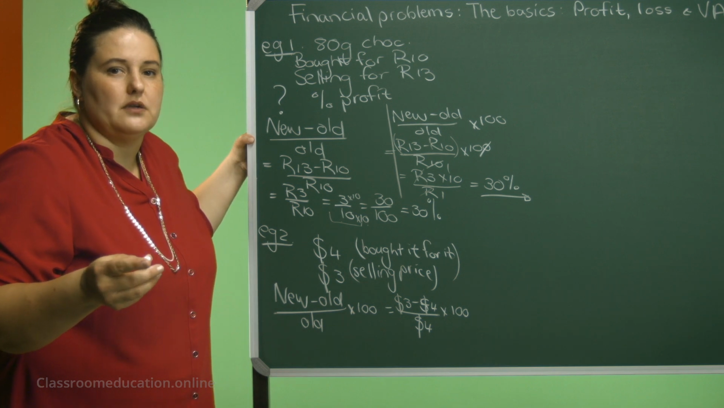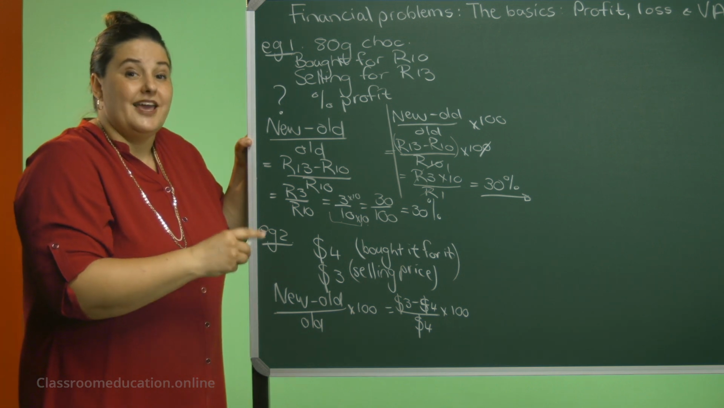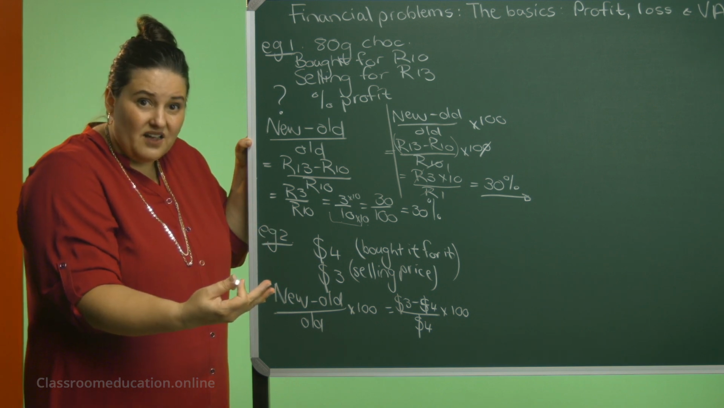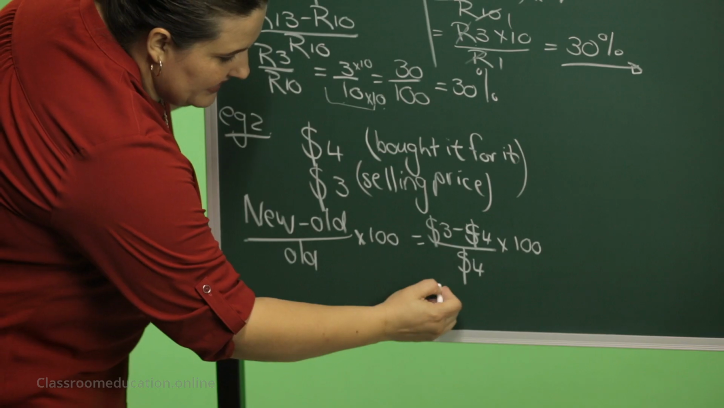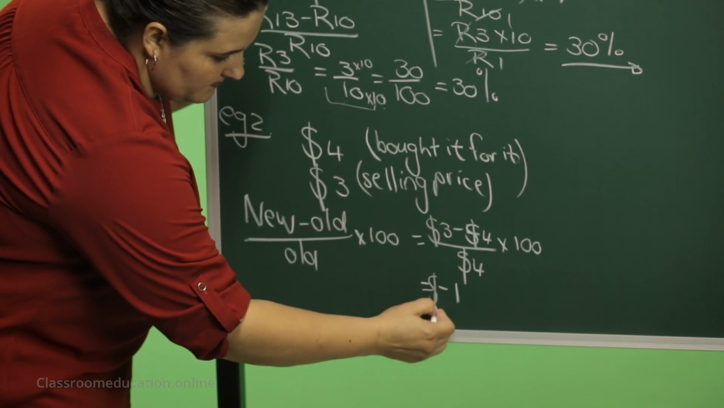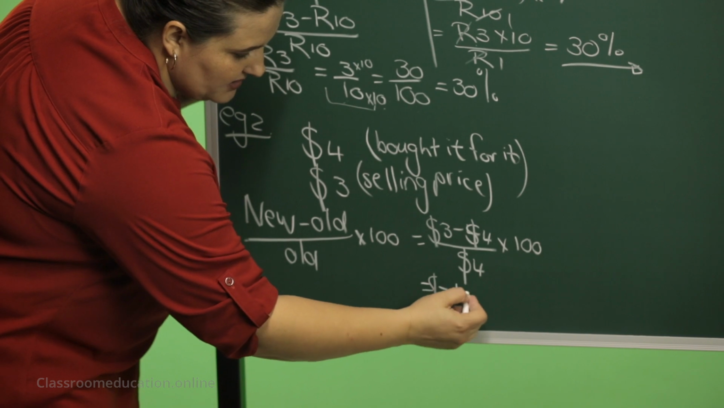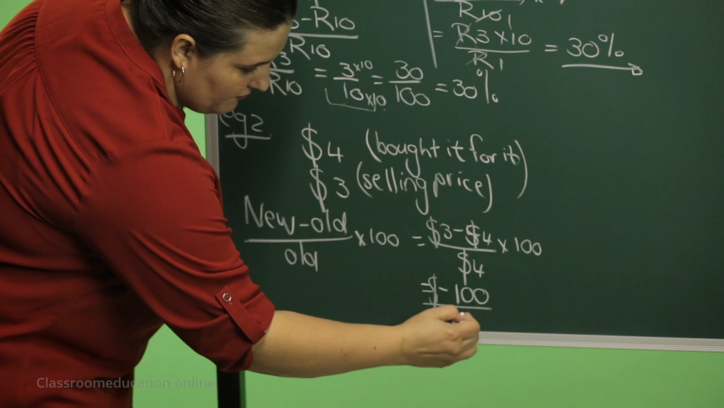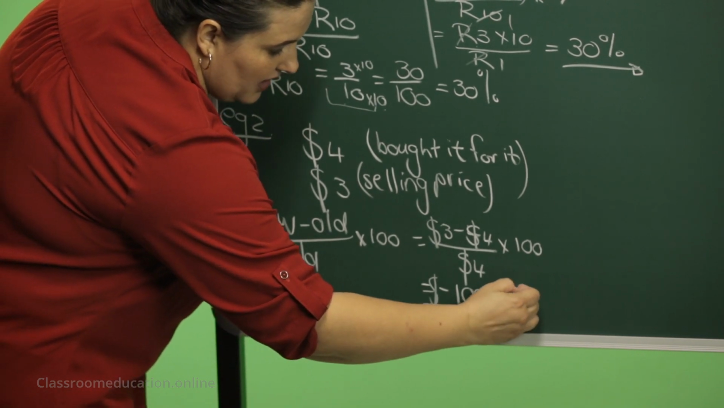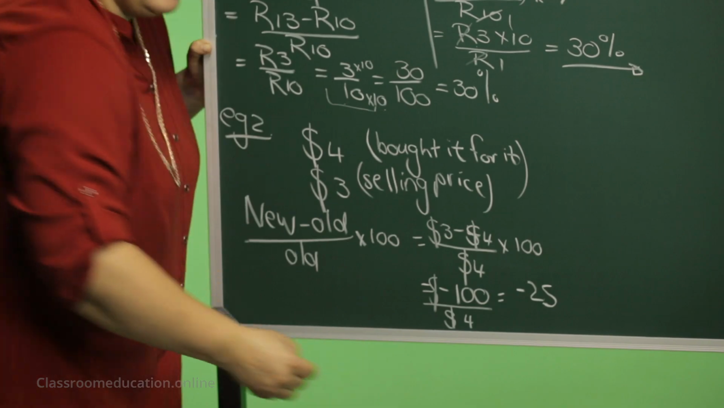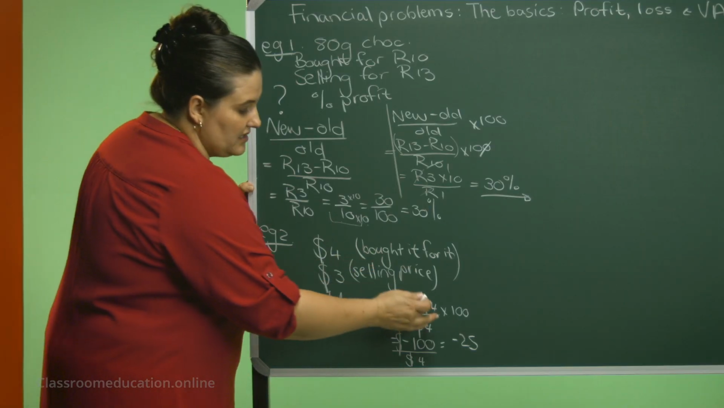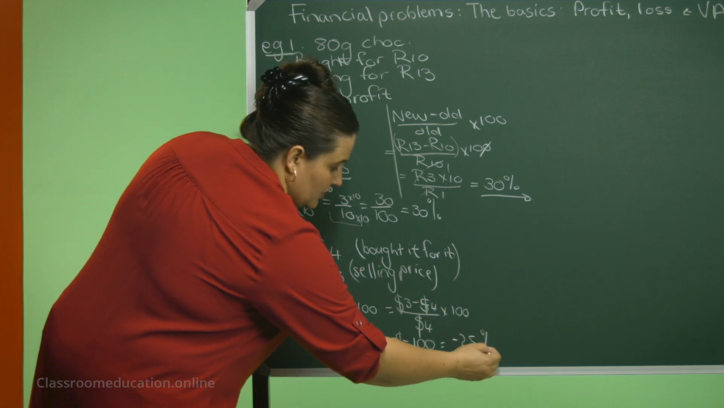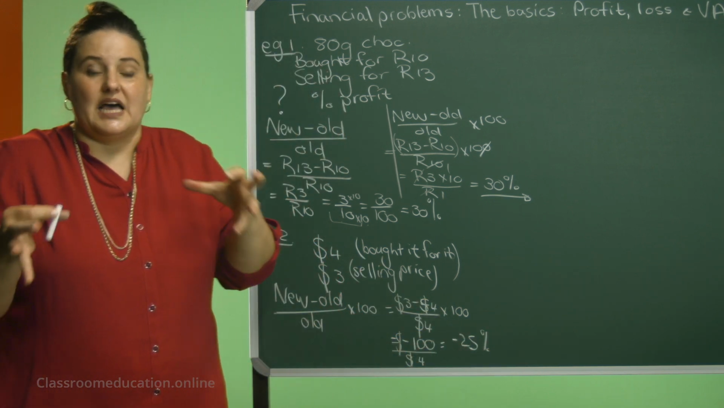$3 minus $4. Oh no, there's a problem. Do you realize that 3 minus 4 is now -1? Okay. So if we have now -$1, times 100, so that will be -100 divided by $4, that will give me an answer of -25. And I said that the answer, once you are multiplying it by 100, your answer will immediately be in terms of percentage. So what does the negative sign mean?